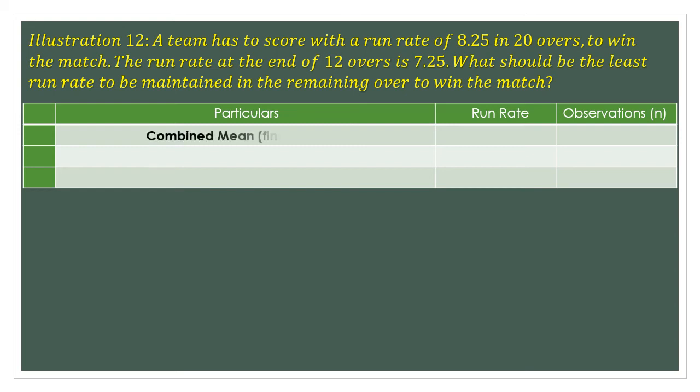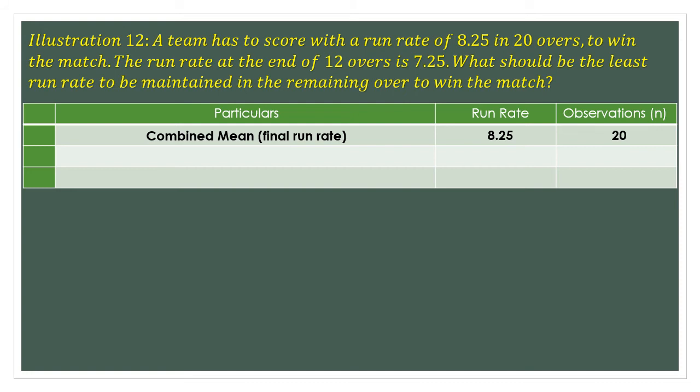Now that means they have already given us the final run rate, that is the combined mean. What I am trying to say here is that this is not a particular group, this is as a whole. We have group 1, we have group 2 and then we combine them to find the whole value. They have given us the average required run rate of the whole group, that is 20 overs. So the total number of overs, the grand total, is 20 and the actual combined mean is 8.25 because that is our target.